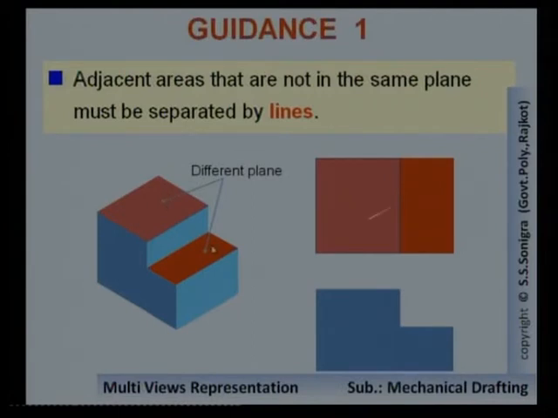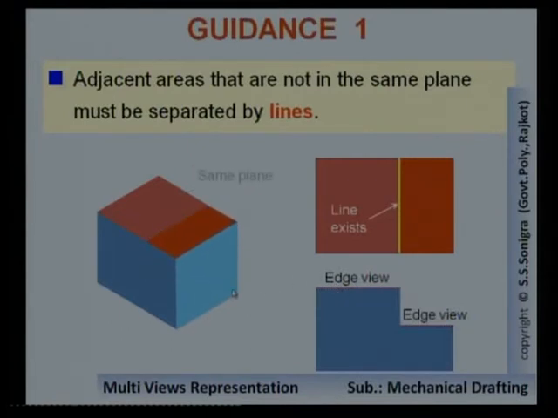These are the different planes. This is the line which exists over here. So it should be drawn to separate two different planes. This line exists over here, and this is the edge view. This surface also exists over here, and this is the edge view. So for this plane, this is the edge, and for this plane, this is the edge.